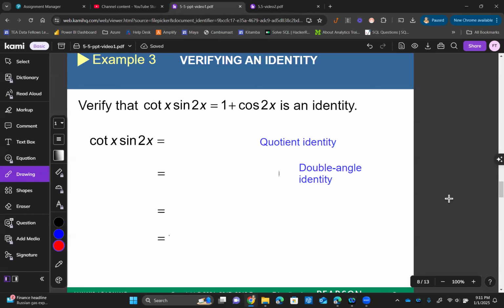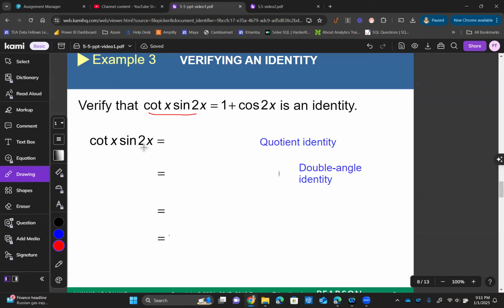We can also verify that cotangent of x times sine of 2x is equal to 1 plus cosine of 2x as an identity. So when you see these problems, usually it's a great idea to just focus on one side and simplify it as much as possible to show people that the first side gives us the second side when we simplify it. So we're just going to focus on this part and forget the right side for now.